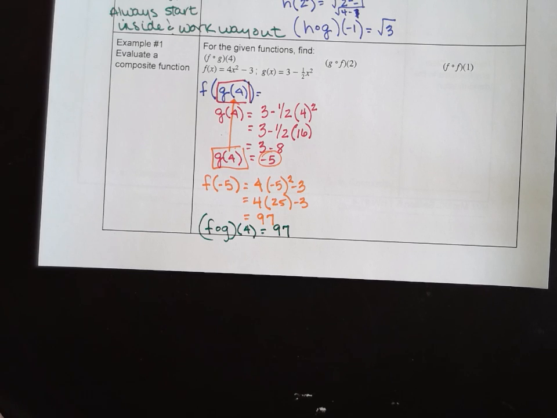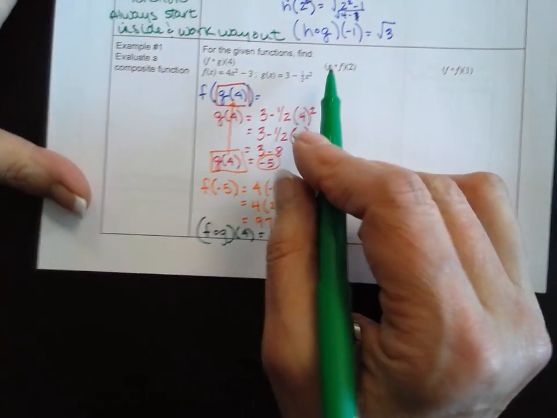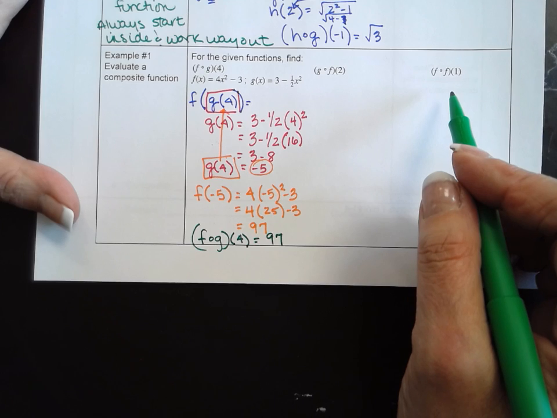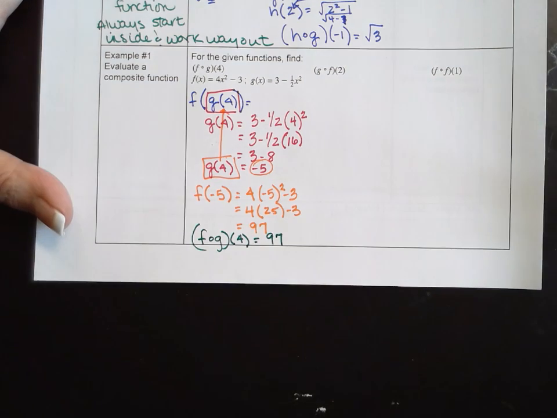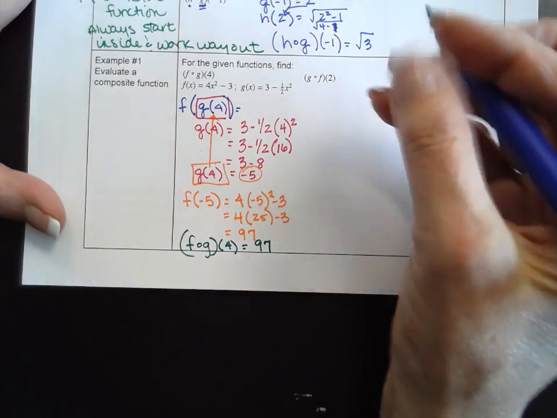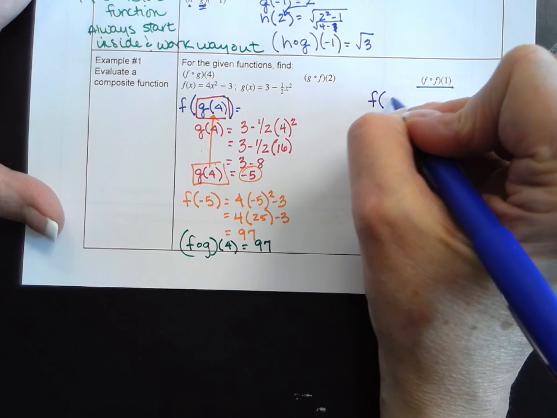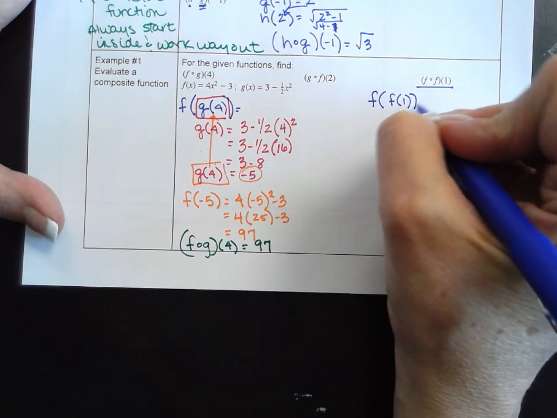You want to do another example with that kind? One more? You want to do g composed of f of 2 or f composed of f of 1? F composed of f of 1. All right. F composed of f of 1 means I'm doing the f of 1.